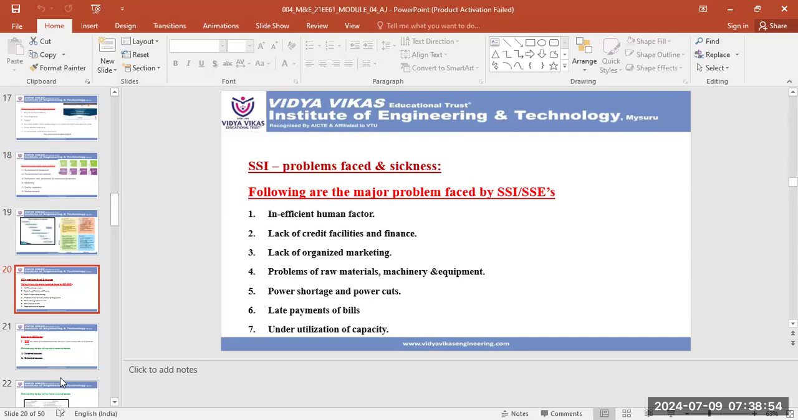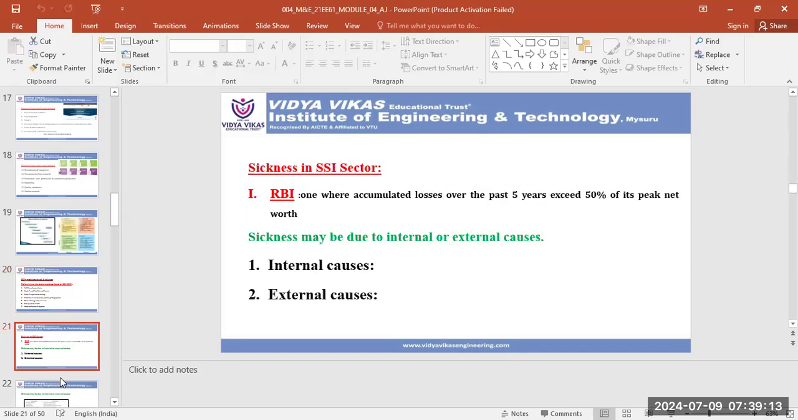or small scale enterprise. The major problems faced are: inefficient human factor, lack of credit facilities and finance, lack of organized marketing, problems of raw material, machinery and equipment, power shortage and power cuts, late payments of bills, underutilization of capacity. These are all the different problems faced by our small scale industries. And then sickness in the small scale industry sector.